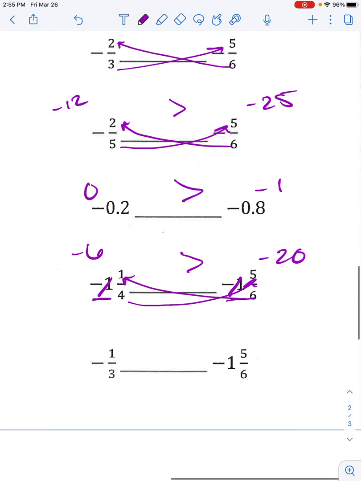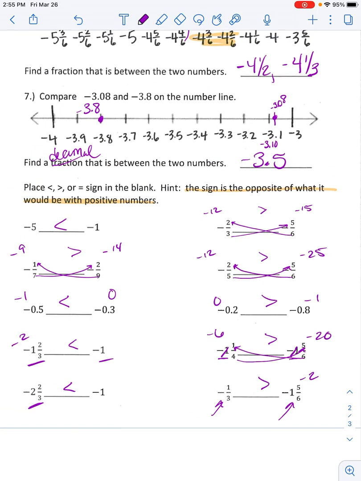And on the last one, this one doesn't have a whole number. This one has a whole number, negative 1 and 5/6. So that would almost round up to negative 2. It is furthest to the left. The number on the left is always less.